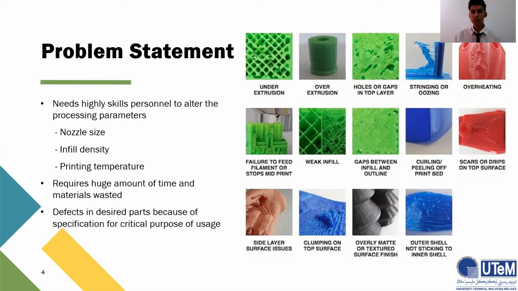I've also attached several images of the defects in the parts themselves, like under extrusion, over extrusion, holes or gaps in the top layers, stringing or oozing, and many more. This problem happens because the parameters are not suitable for the printing process. You can visually see all the defects in the desired parts.